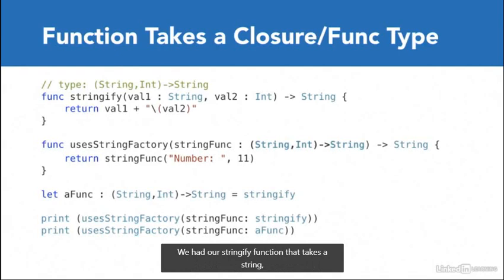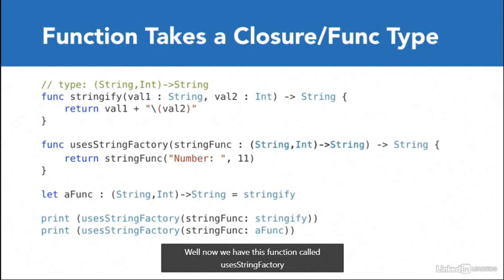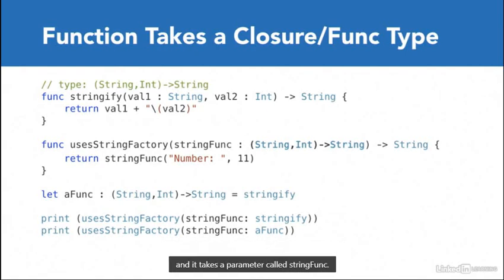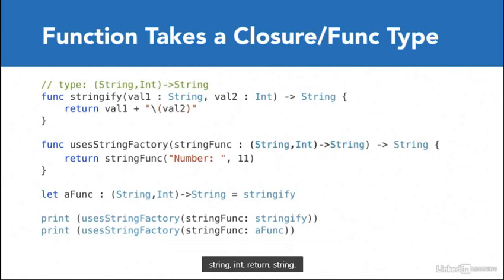We had our stringify function that takes a string and an int, and returns a string. So its type is string, int returns string. Well, now we have this function called usesStringFactory, and it takes a parameter called stringFunc. What's the type of that parameter? It's string, int returns string. So it needs to be passed in something of that type. Do we know something of that type? We sure do: stringify. So we could pass in stringify as this parameter.